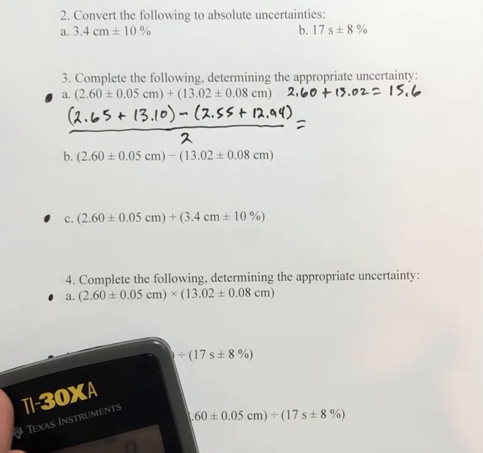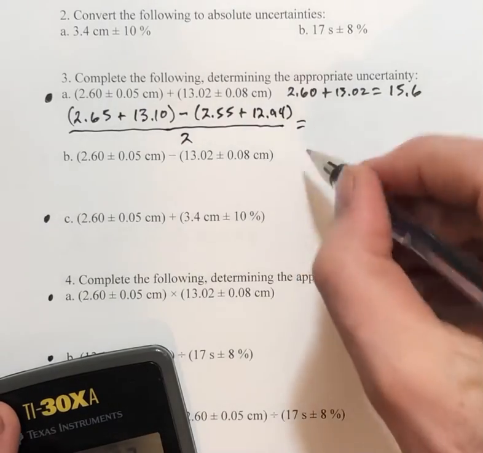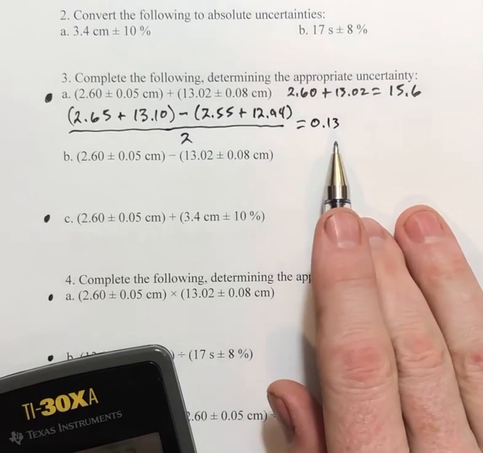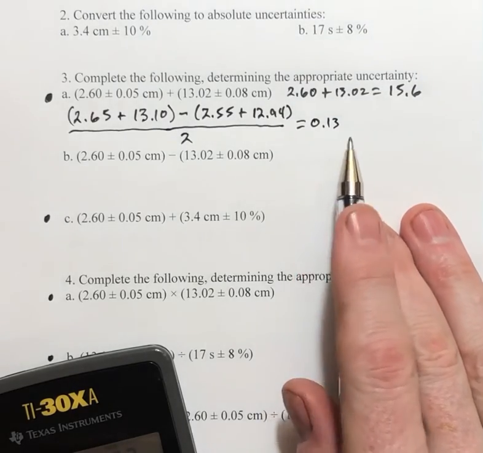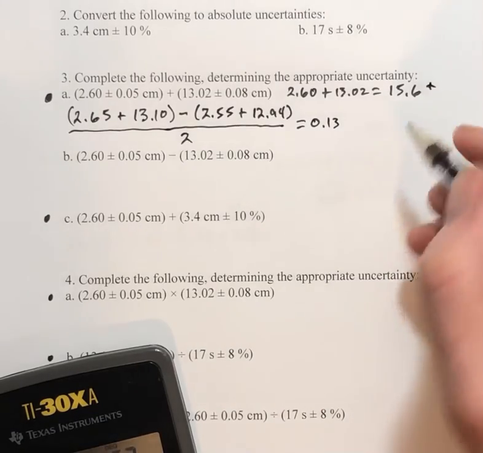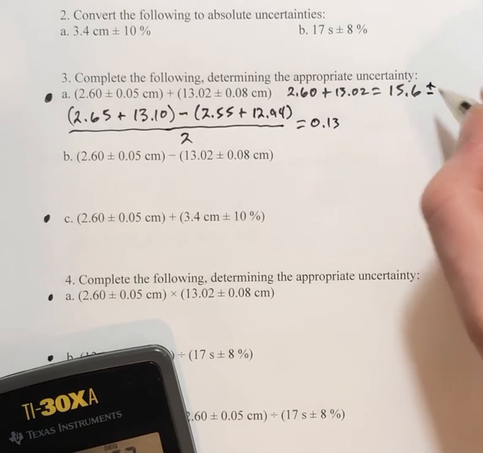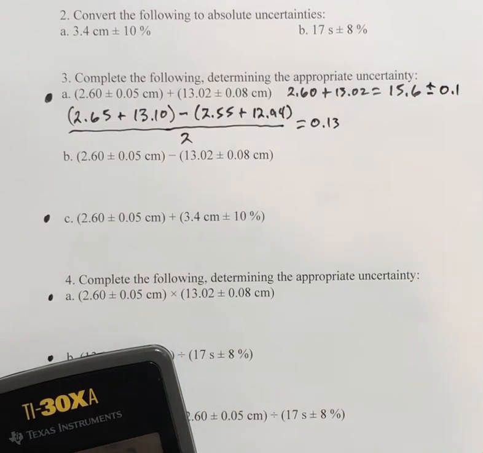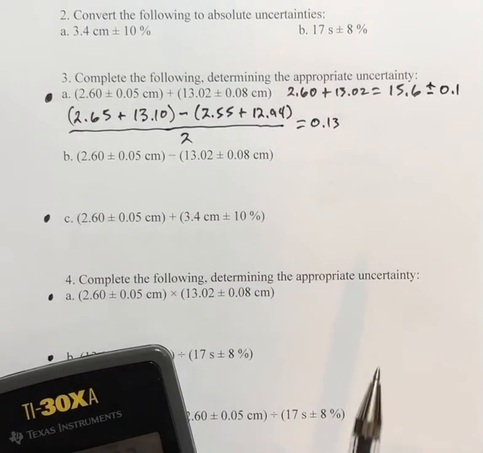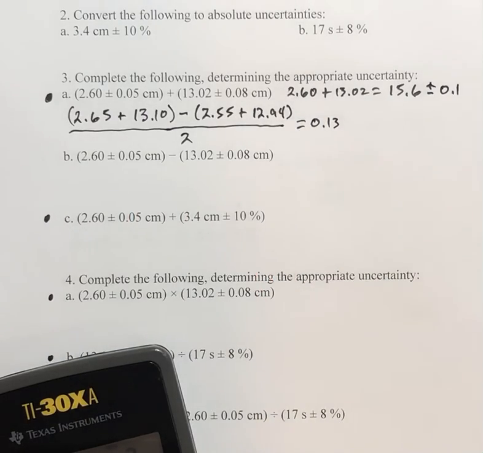Okay, and so I'll do the math on this really quick. And that comes out to 0.13. When we're doing uncertainty, we only want to use one significant figure every time, so I'm going to round this up to 0.1. So my final answer is 15.6, which we got from this and this, plus or minus 0.1.